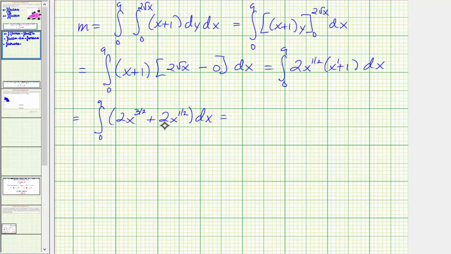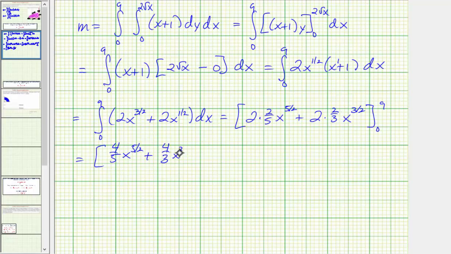And now we integrate with respect to x. So we'd have 2 times x to the 3/2 plus 1, that's x to the 5/2. And then instead of dividing by 5/2, let's multiply by 2/5. And then plus 2 times x to the 1/2 plus 1 is 3/2. Instead of dividing by 3/2, let's multiply by 2/3. Let's go ahead and simplify. So here we have 4/5 times x to the 5/2 plus 4/3 x to the 3/2.